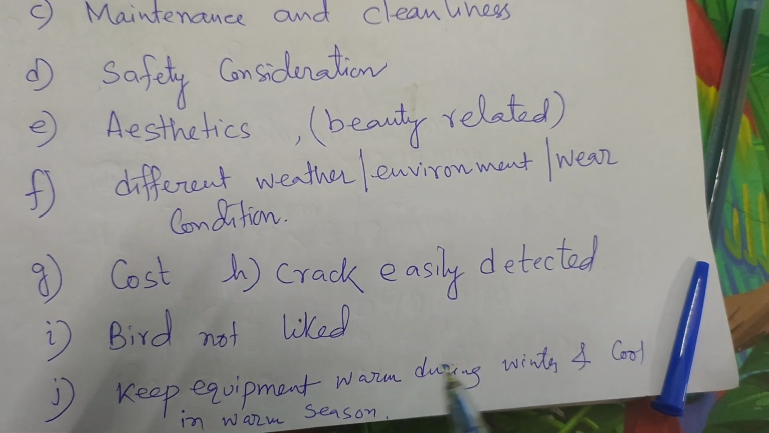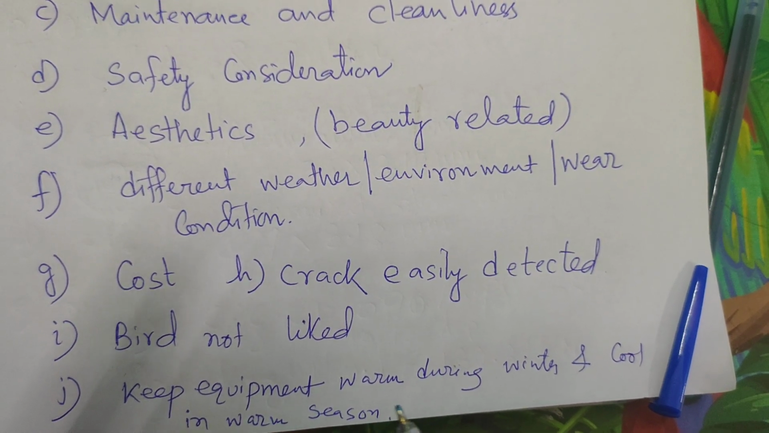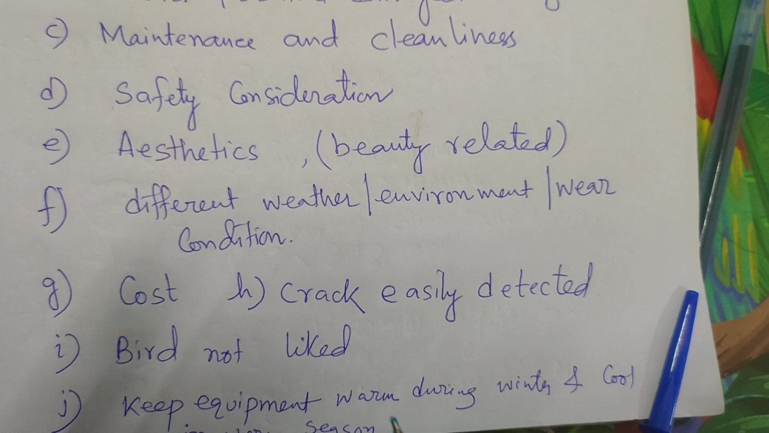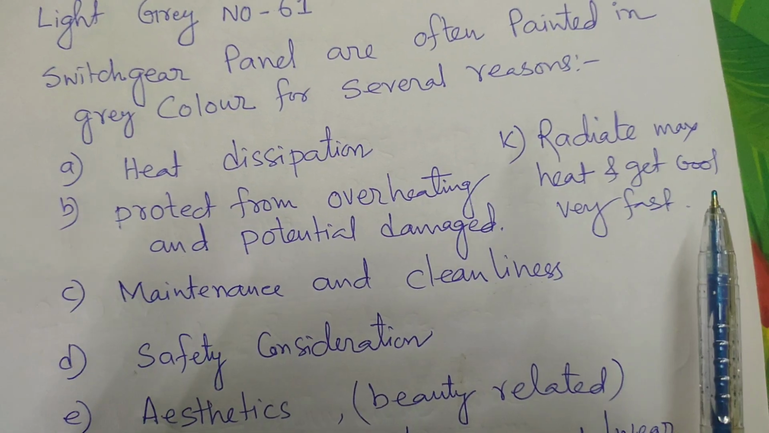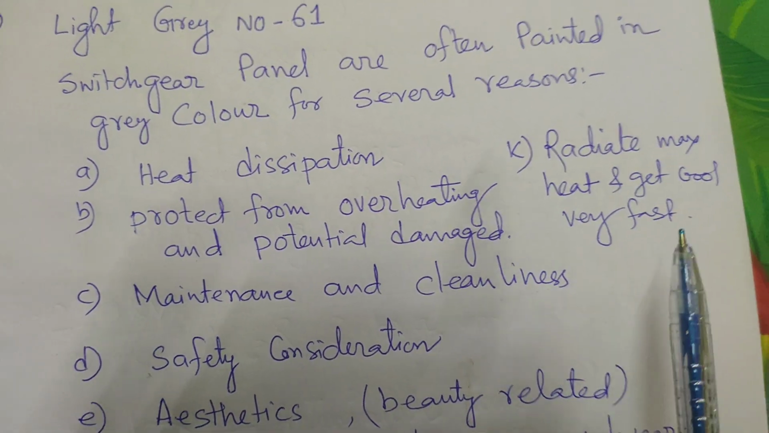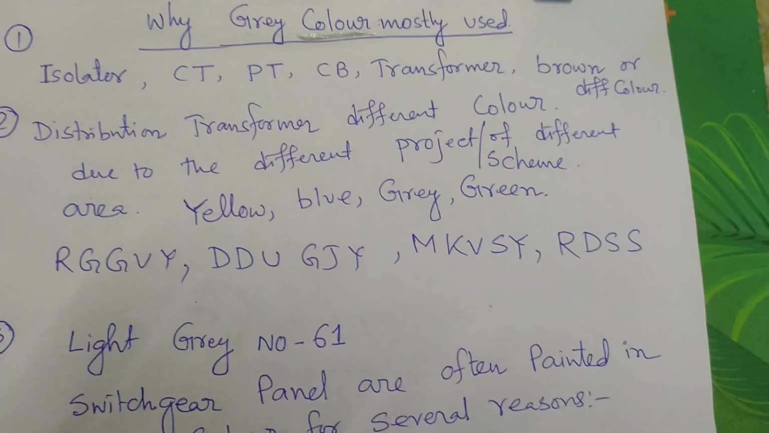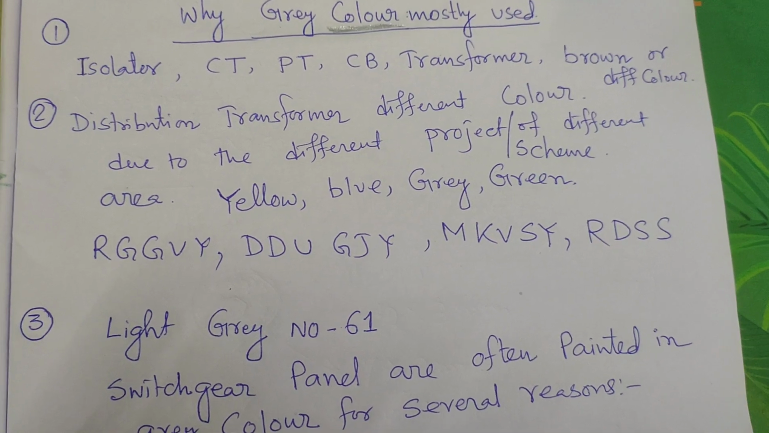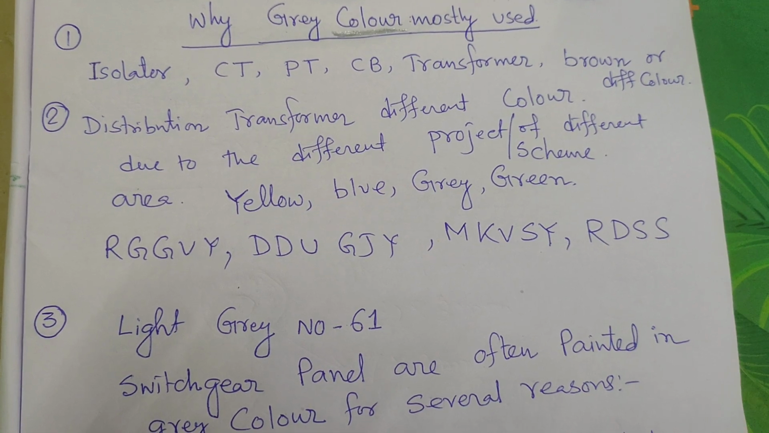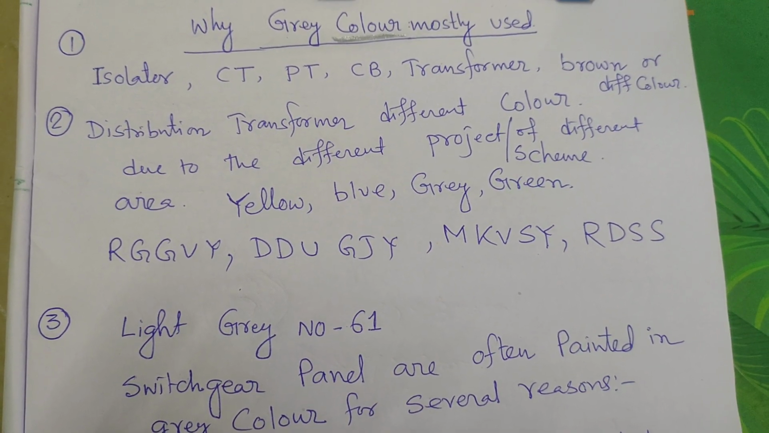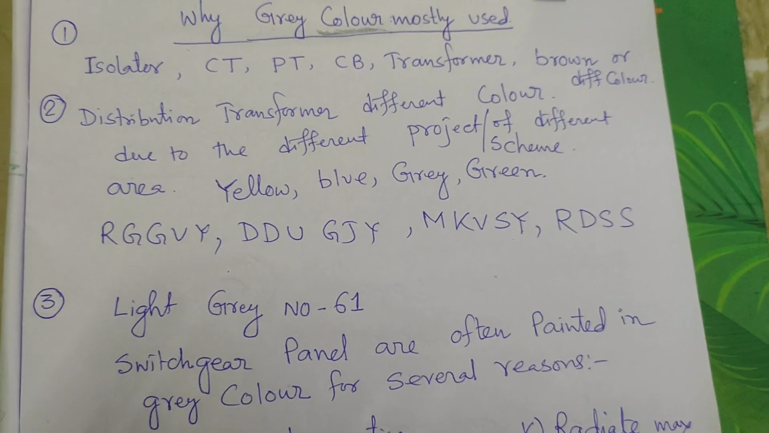It keeps the equipment warm during winter and cool in the warm season. This is the main criterion that should be fulfilled by the gray color. It also radiates maximum heat and gets cooled very fast. So these are all the root causes for selection of the gray color. Nowadays we are using different colors, but we have to remember that from the protection point of view and from the cost effective or economic point of view, we should select gray.